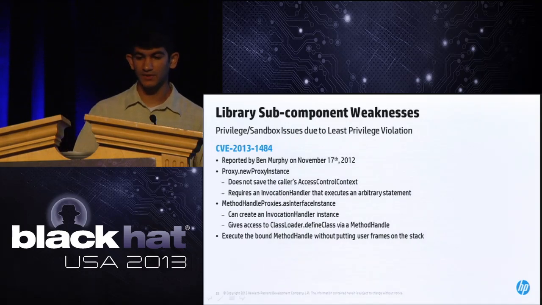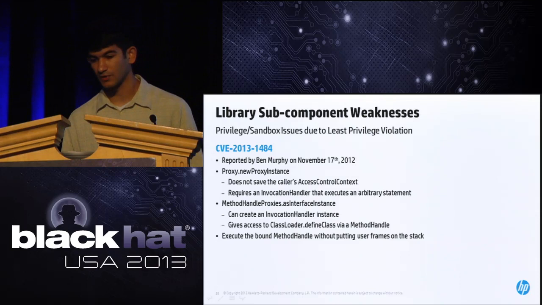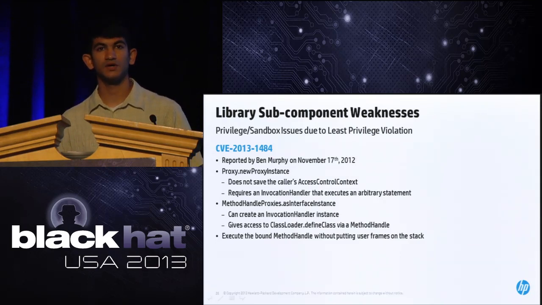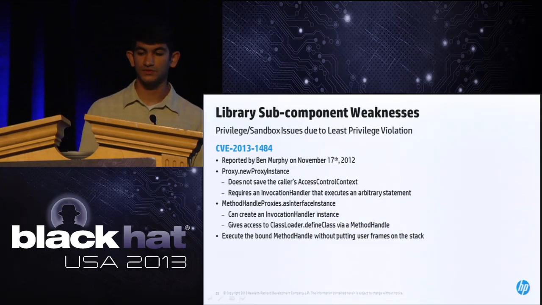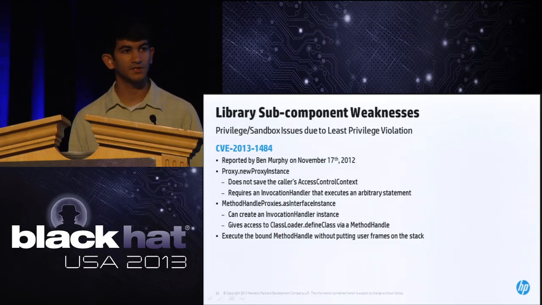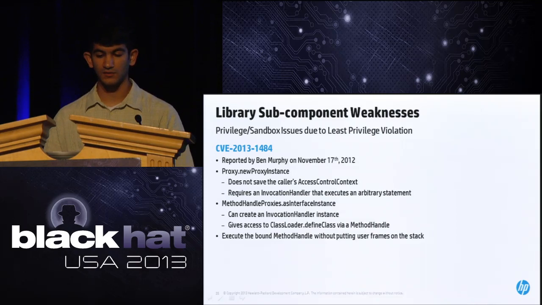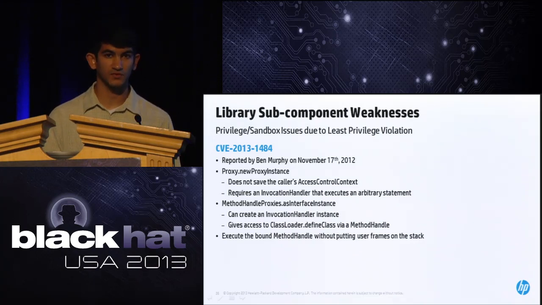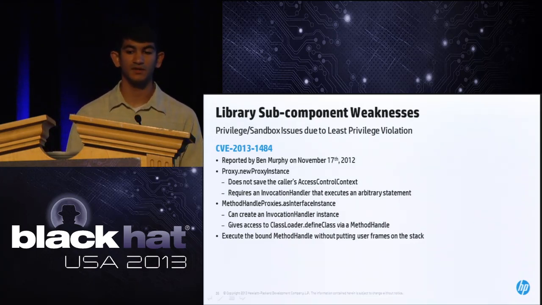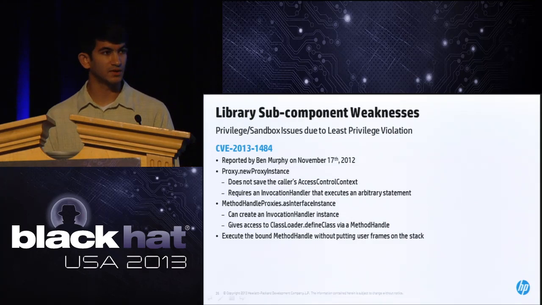All right, so the next vulnerability is also a library subcomponent and is a privilege sandbox issue due to least privilege violation. Java provides a way to execute code in a higher context than you're given as an untrusted applet, and this is done through AccessController's doPrivileged block. The doPrivileged method takes two arguments, one that's required and one that's optional. The required argument is a class, anonymous or otherwise, that has a run method. And this run method will get run within the block in the higher or lower context.